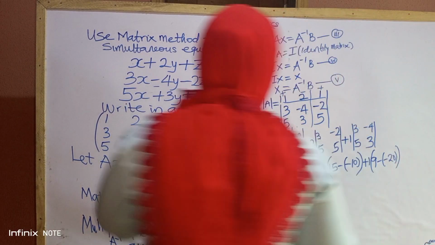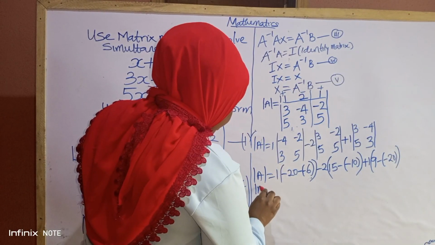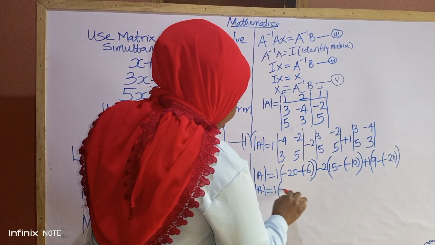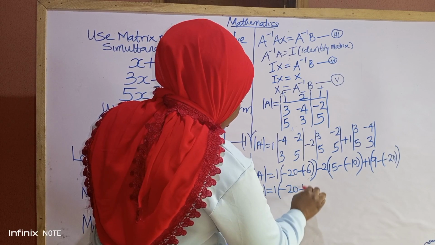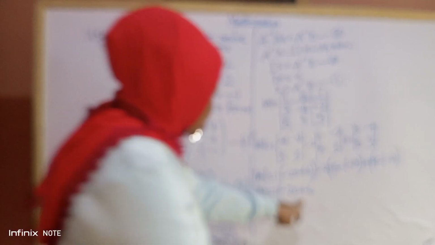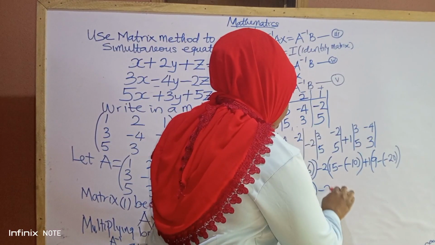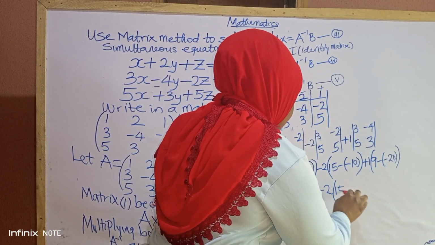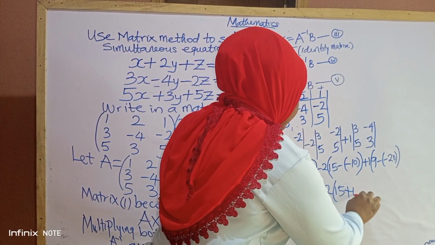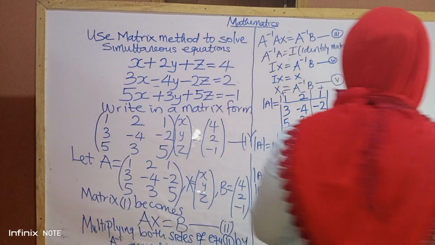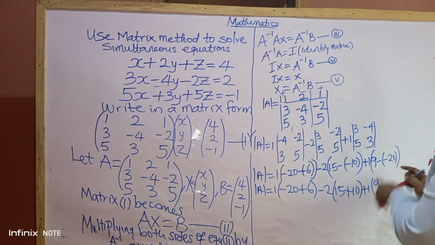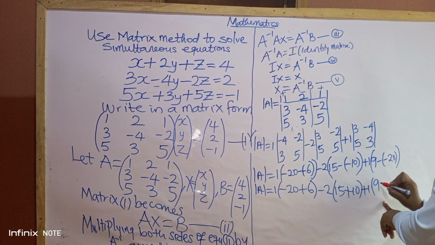So now, my determinant of A will be equal to 1 multiplied by minus 20 plus 6. Minus times minus 6 gives me plus 6. So I have minus 2 into bracket 15. Minus times minus 10 gives me plus 10. Then plus 1 into bracket 9. Minus times minus 20 gives me plus 20.